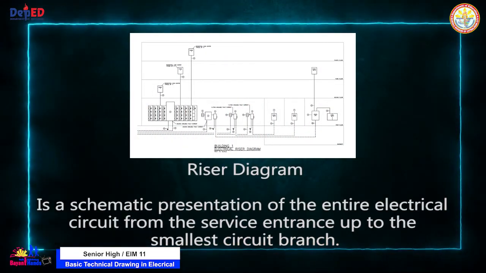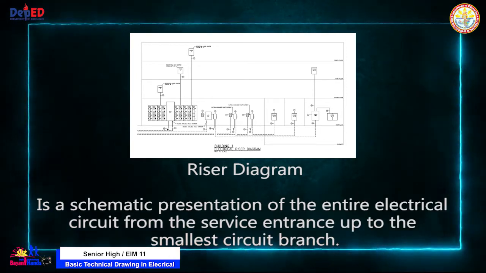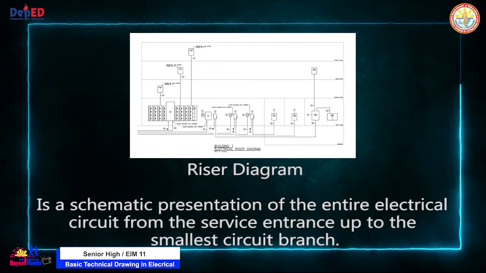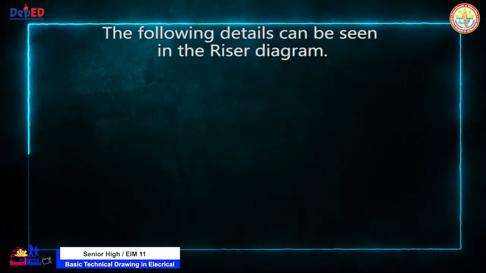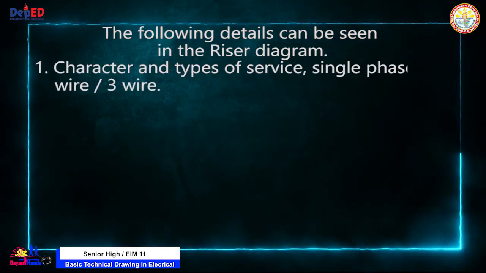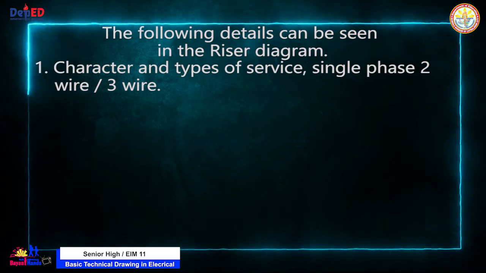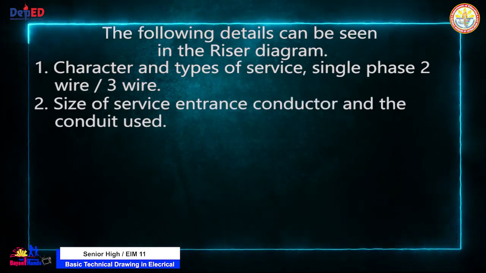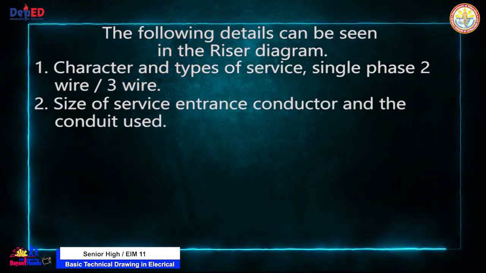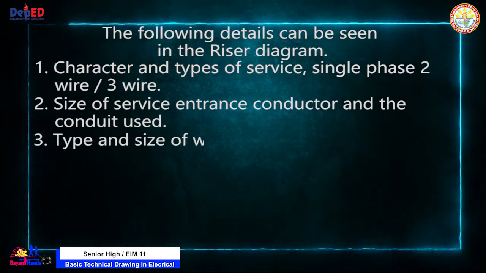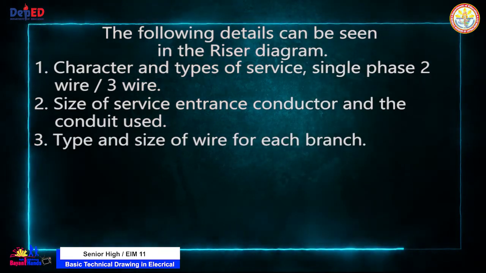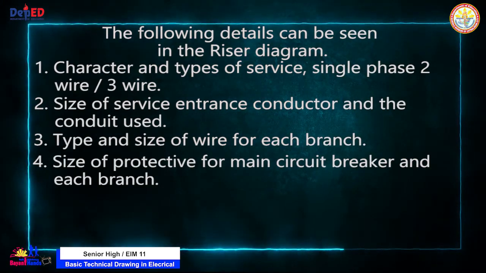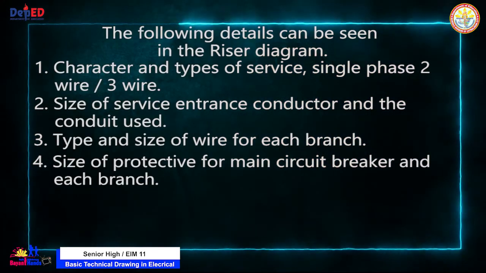Riser diagram. Riser diagram is a schematic presentation of the entire electrical circuit from the service entrance up to the smallest circuit branch. The following details can be seen in the riser diagram. Number 1. Character and types of service, single phase, 2-wire, or 3-wire. Number 2. Size of service entrance, conductor, and the conduit used. Number 3. Type and size of wire for each branch. Number 4. Size of protective device for main circuit breaker and each branch.